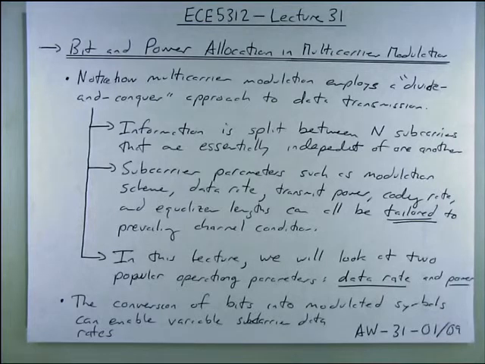So what bit and power allocation do is tailor the subcarrier to whatever the prevailing channel condition is, on a subcarrier-by-subcarrier basis, or, if you want a quick and dirty solution, on groupings of subcarriers too. There have been a variety of ways of doing this, where you can change the data rate and the transmit power.